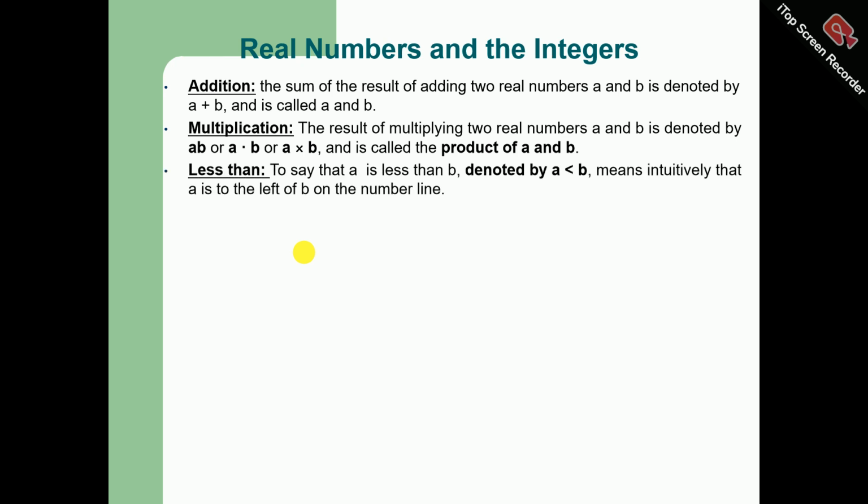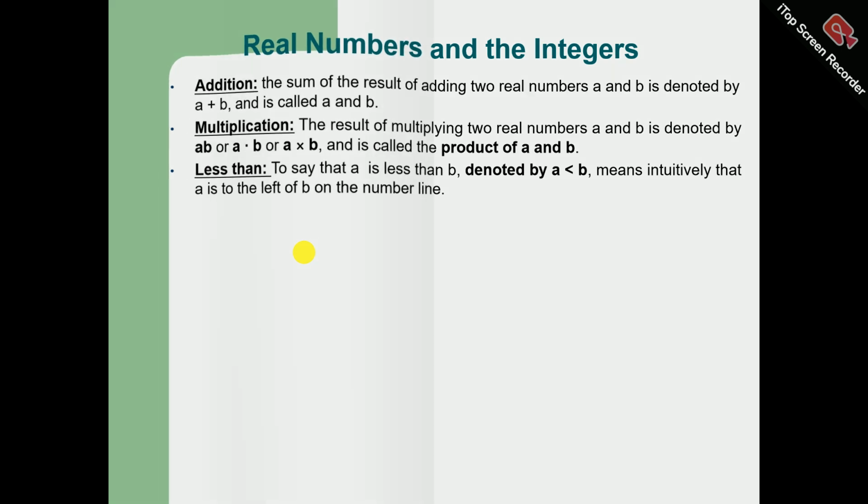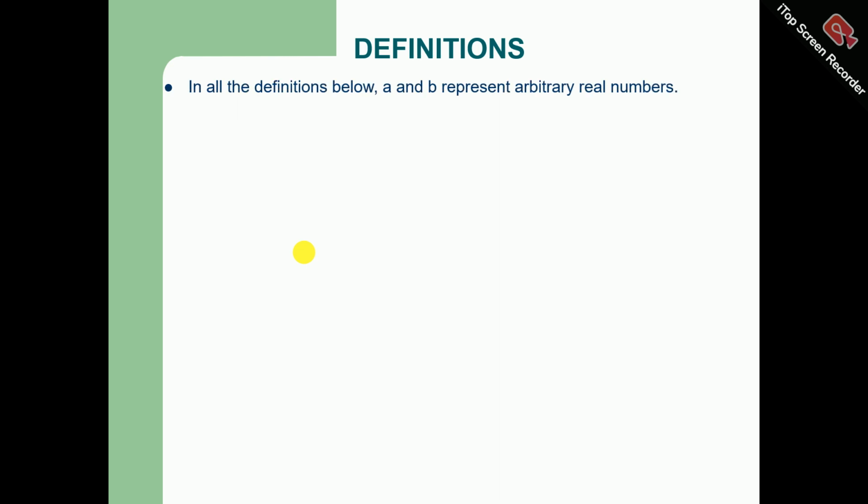To say that a real number a is less than another real number b, denoted by a < b, means intuitively that a is to the left of b on the number line. In all the definitions that I am going to show in the discussion below, a and b represent arbitrary real numbers.